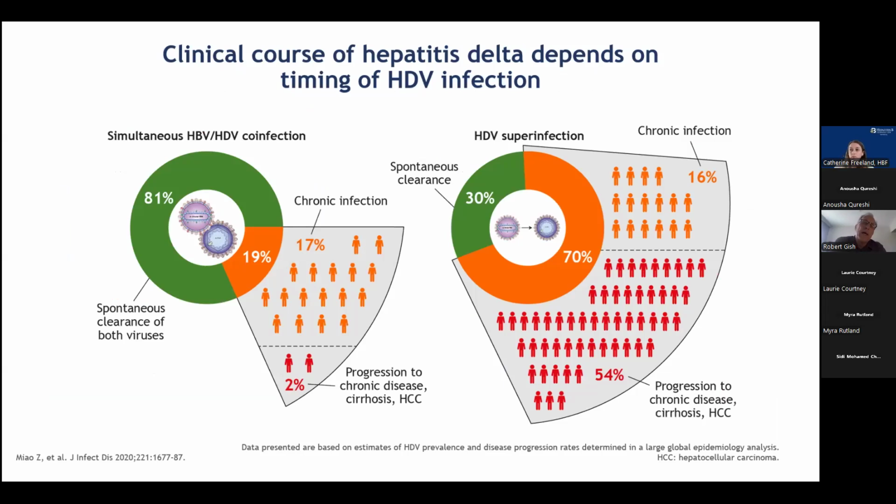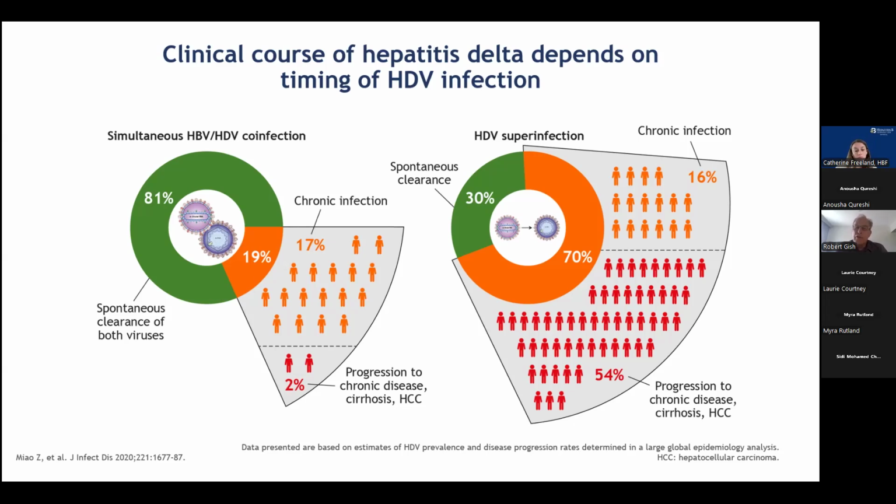Now let's talk about how Delta infects individuals. So we have something called simultaneous. They use the word co-infection, which is a little confusing, but we'll call it simultaneous. If you get B and Delta at the same time, there's good news. Often B and Delta are both cleared. I'm not going to use the word cured, but cleared from the blood. Chronic infection is basically 1 out of 5, but also a high risk of progression.